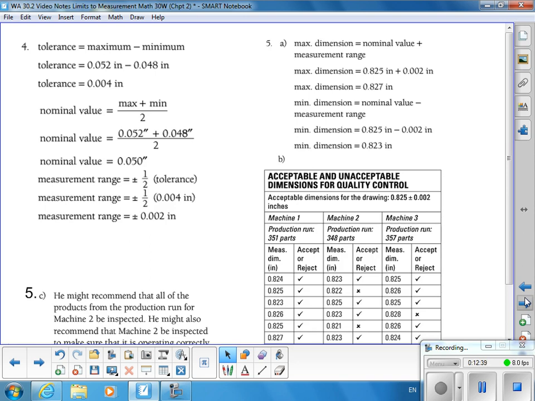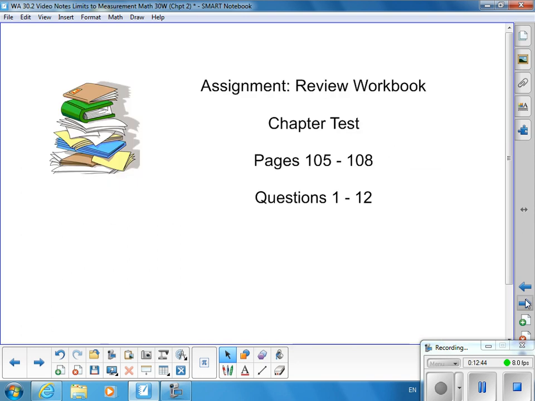When you've completed all of those assignments, I'd like you to complete the chapter test that's in your workbook, page 105 to 108 as a review, questions 1 to 12. Bring those in for checking and request an assessment. You're ready to do the first test.